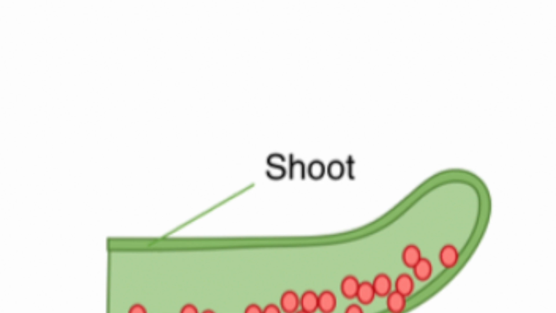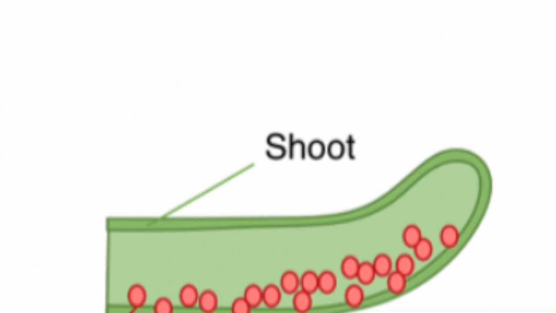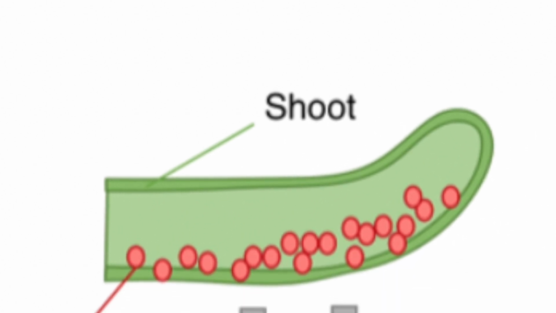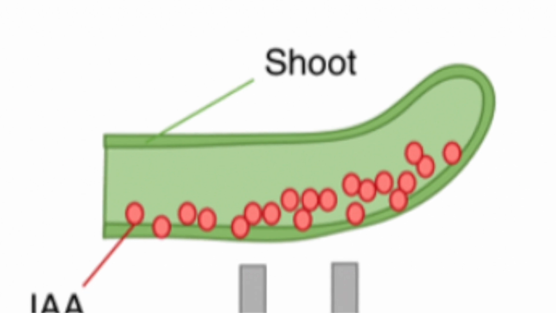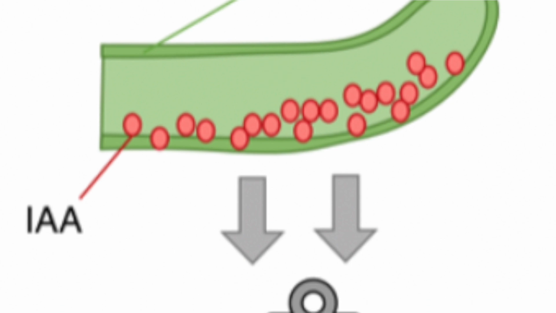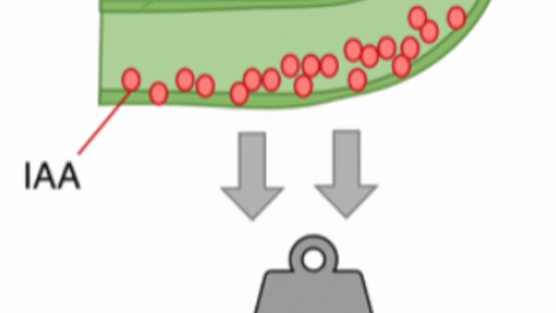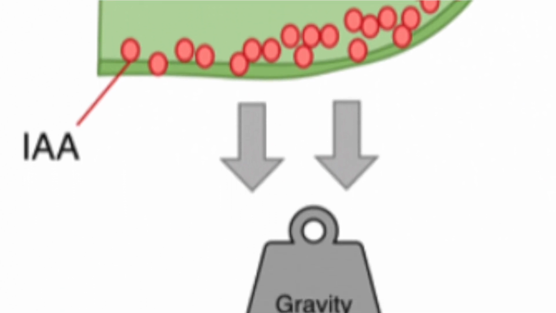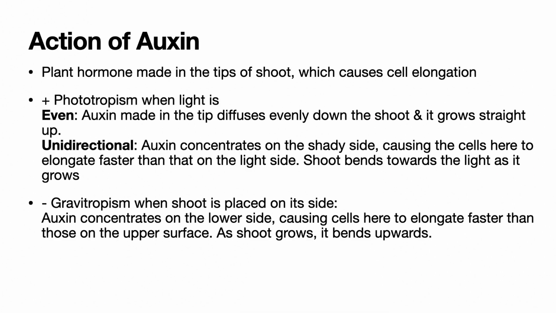In negative gravitropism, when the shoot is placed on its side, auxin will concentrate on the lower side of the shoot, causing cells here to elongate faster than those on the upper surface. So as the shoot grows, it will bend upwards away from gravity. Thank you.